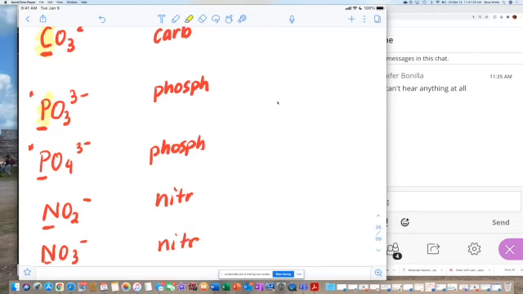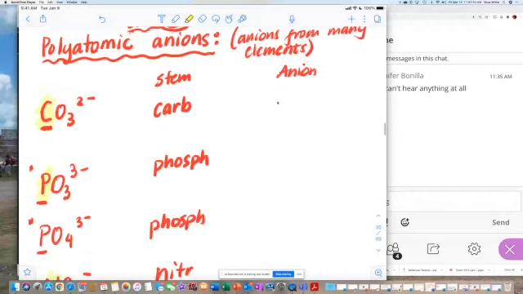So you're naming, or you're looking at here, and then the anion name is essentially the stem plus ATE or ITE, depending on the number of oxygens, right? With this one here, the carbonate, this is the only one we have. So this is going to be carbonate.